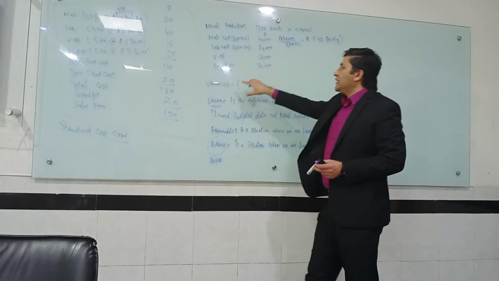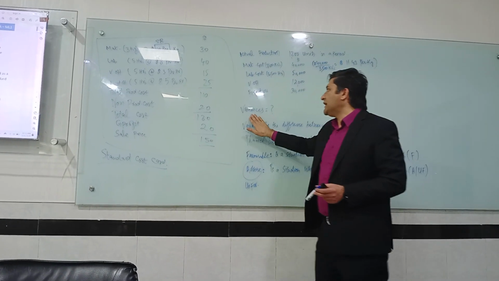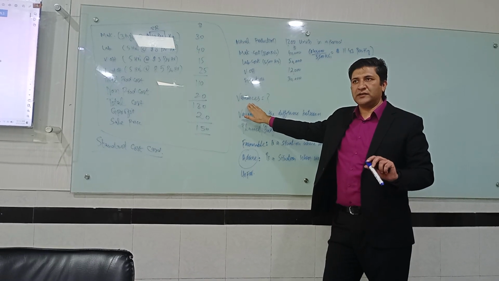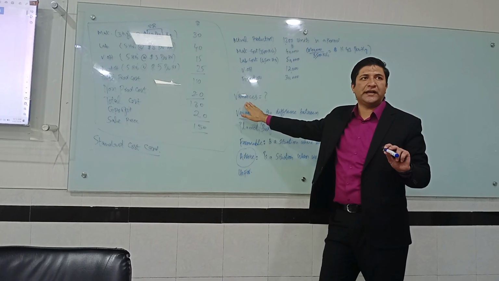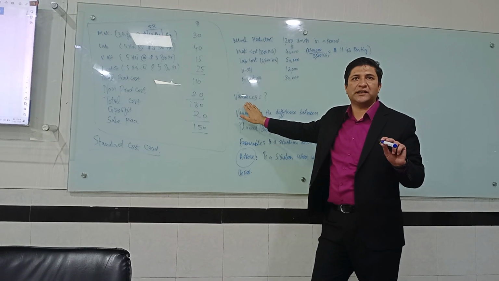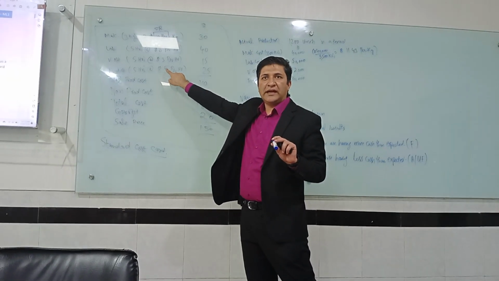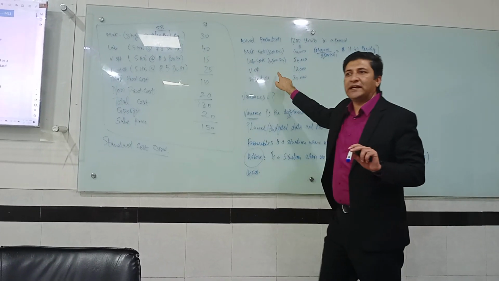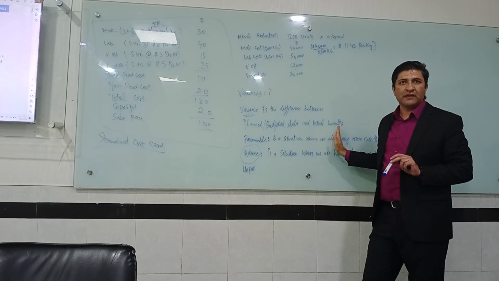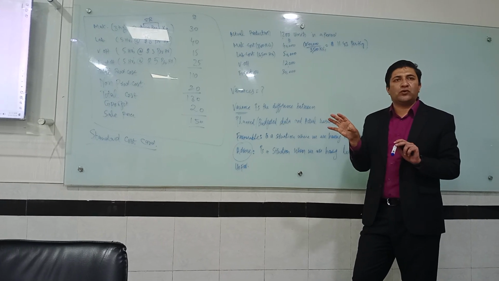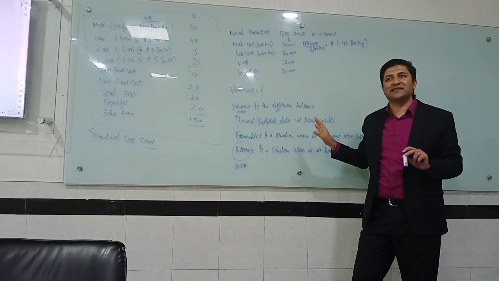So the question was saying that calculate all possible variances. Remember that. We can only calculate the variances for those items for which we have set a standard and we have the actual data. Because as per the definition, the variance is the difference between standard and the actual results. So if we are having standard and the actual, we can only calculate the variance in this situation.